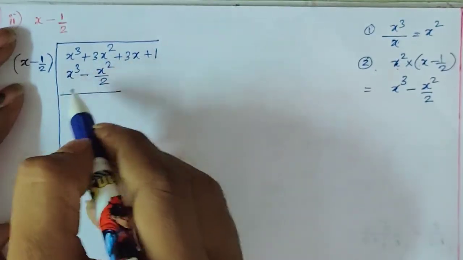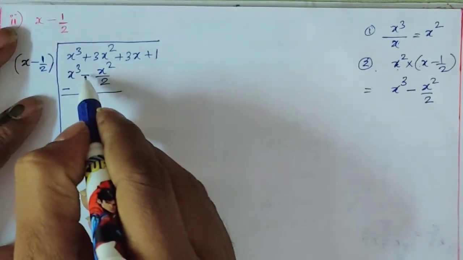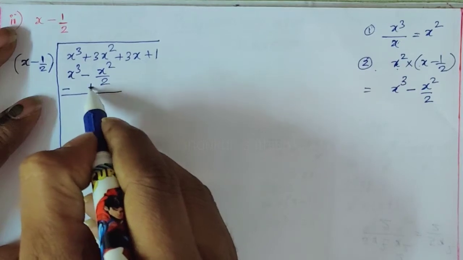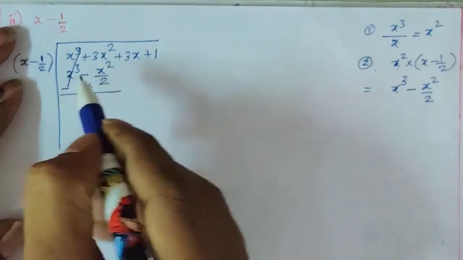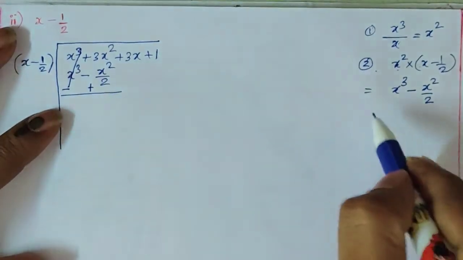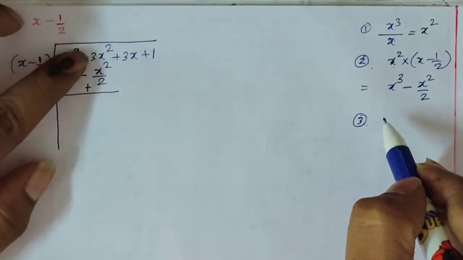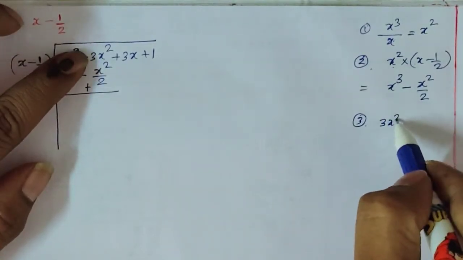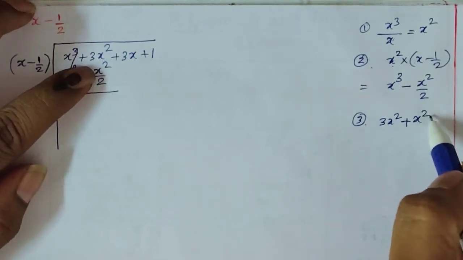So the third step is subtraction. So you need to change the signs. Plus x cube will become minus x cube, minus x square by 2 will become plus x square by 2. So x cube minus x cube gets cancelled. So what is here? 3x square, and what is here? Plus x square by 2.